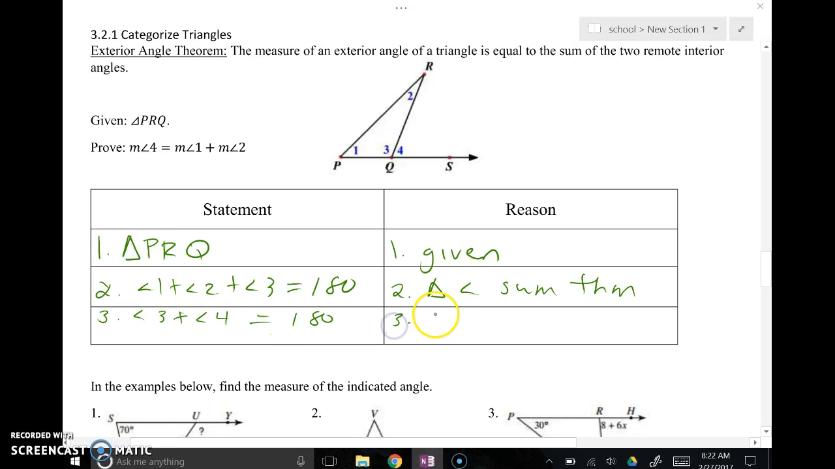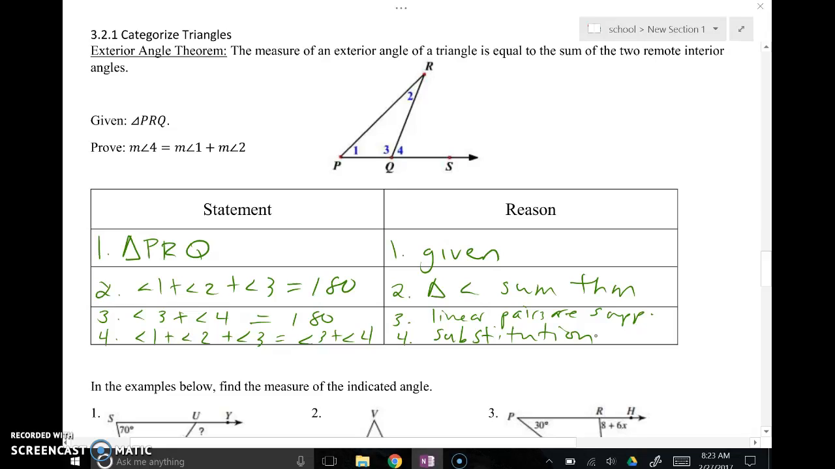And then we'll just put linear pairs are supplementary. Alright, so then that's going to allow me to swap out 3 and 4 for 180. So step 4, I could substitute: angle 1 plus angle 2 plus angle 3 equals angle 3 plus angle 4. And again, that's just substitution.